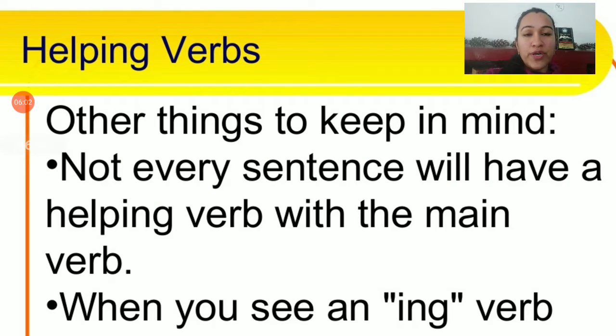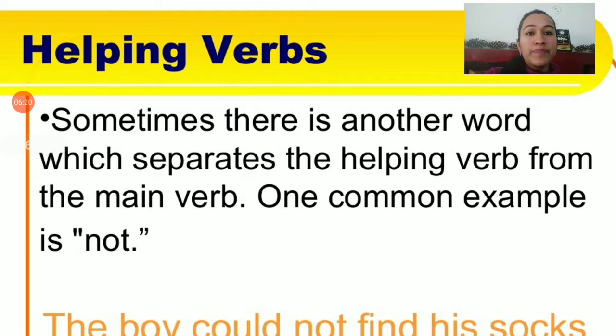Before I move on to action verbs and linking verbs, a few tricks to remember helping verbs. Not every sentence has a helping verb. Mostly you will see a helping verb with an ing verb, the way I gave you the example: the boy is running, she is typing. Sometimes there is another word which separates the helping verb from the main verb, for example, not. The boy could not find his socks. Just the helping verb and the main verb have been separated with the help of not.